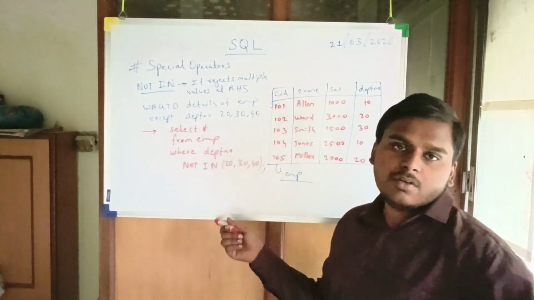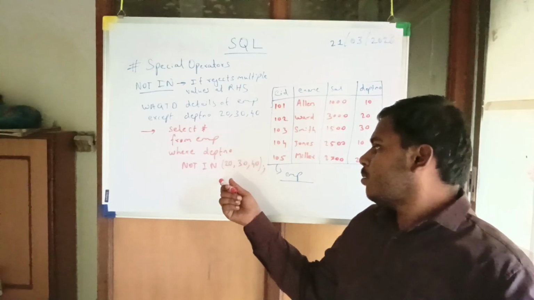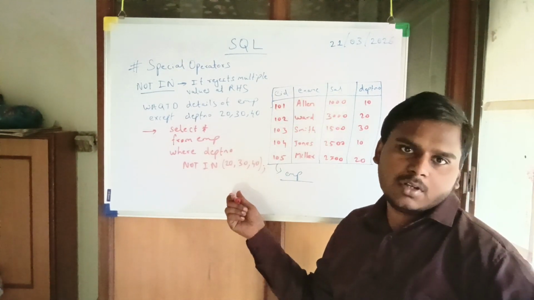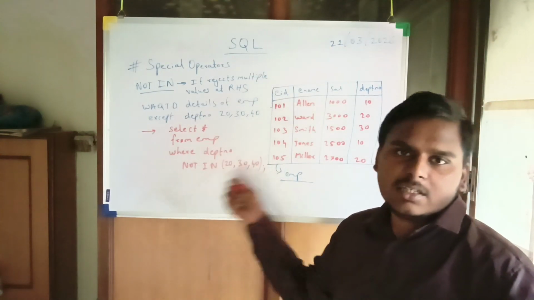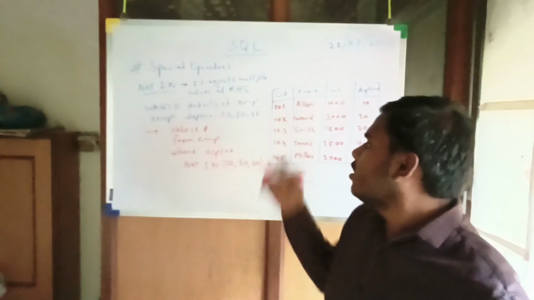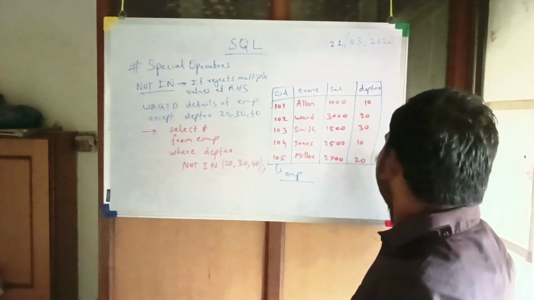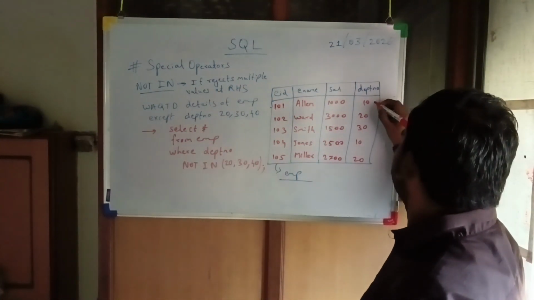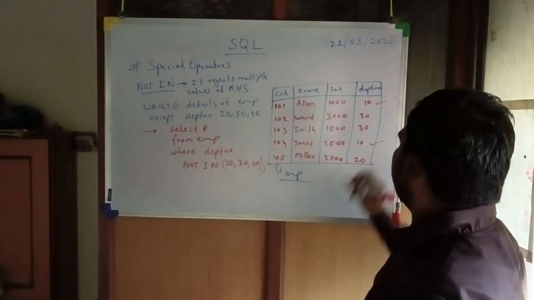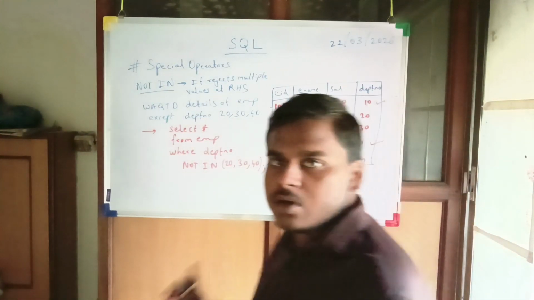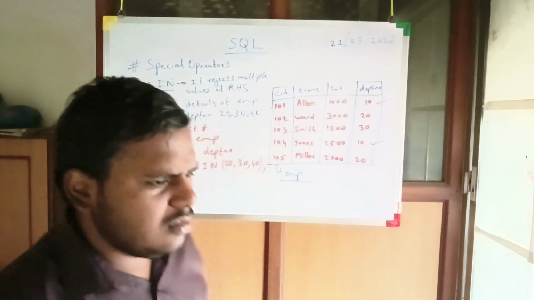Internally how will it work? It will work like the AND operator. Department number not equal to 20 and department number not equal to 30 and department number not equal to 40. These all conditions need to be satisfied, then only I will get the output. So in the output what will I get? I will get the department number 10 records, the first record and the fourth record will be seen as the final output. Okay, this is how the NOT IN operator will work.